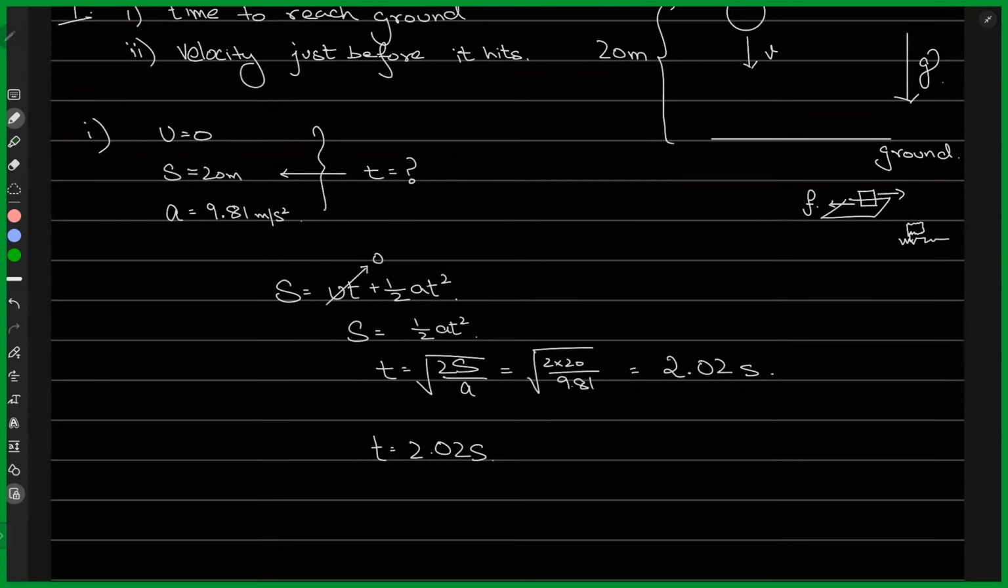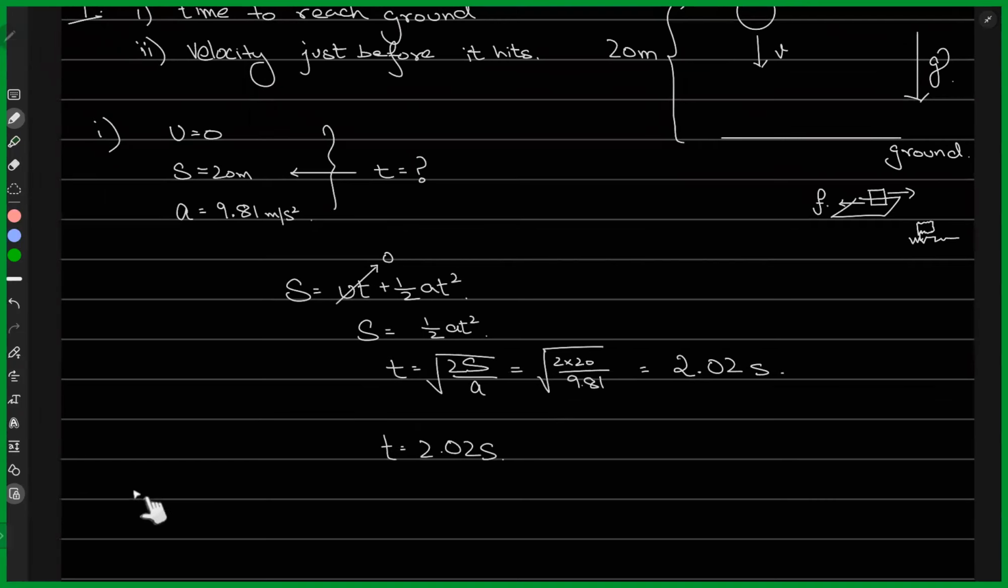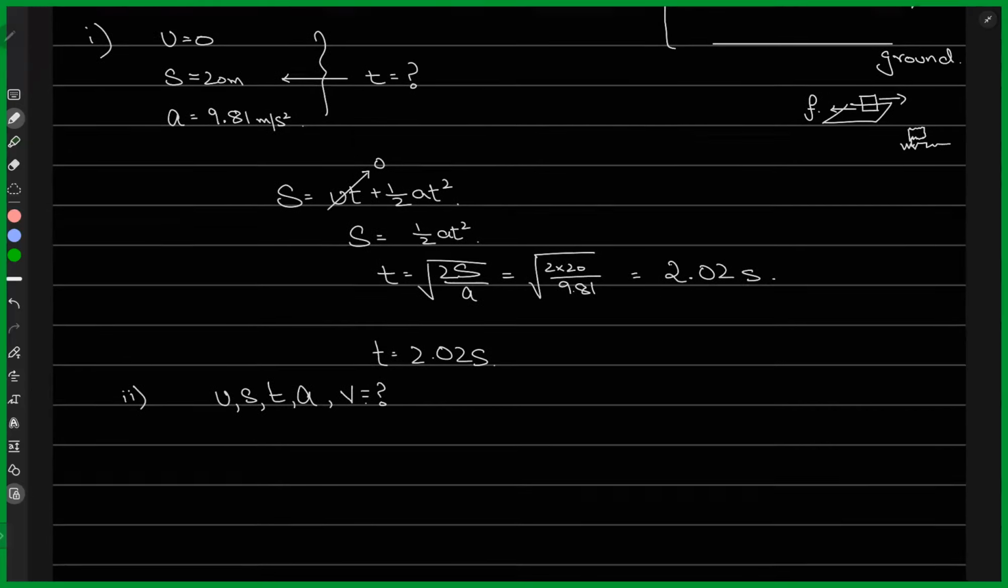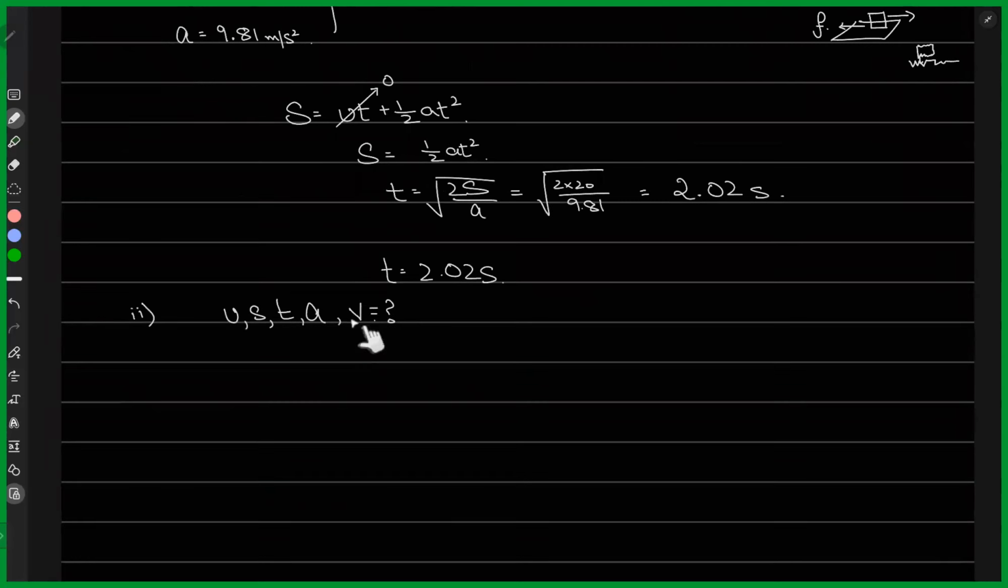Okay, now let's find the velocity just before it hits the ground. So now let's see. We have v. We want v. We have u. We have s. We have t. We have a as well, right? And we want v. So how can I find this final velocity just before it is about to hit the ground?